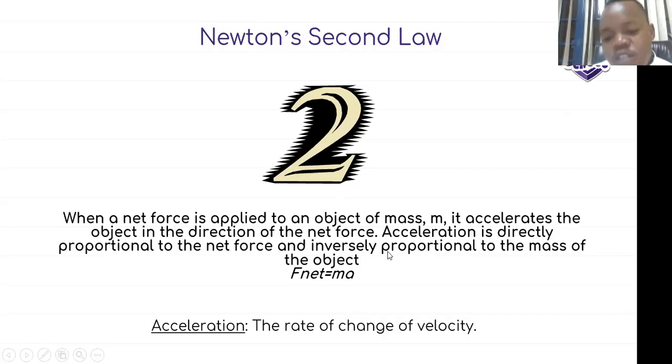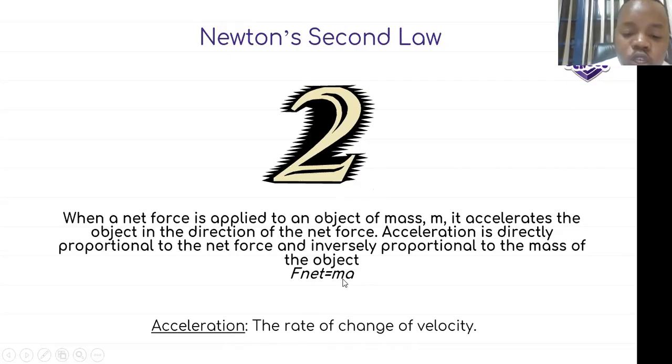If the mass of the object increases, then the acceleration will decrease. Or if the mass of the object decreases, then the acceleration will increase. But that is only true if the net force is kept constant. Right, and we know when you talk about acceleration, we are talking about the rate of change of velocity, how fast our velocity is changing.